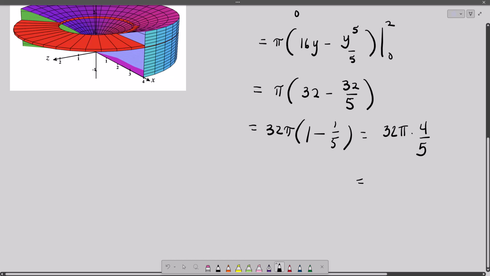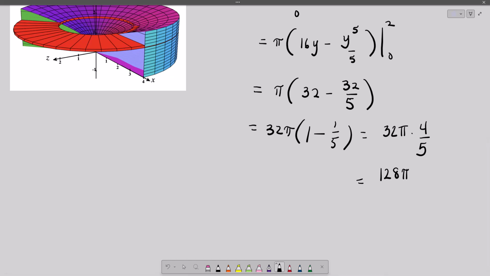No common stuff here, so we get 128 times pi divided by 5. That will be the volume. Make sense?